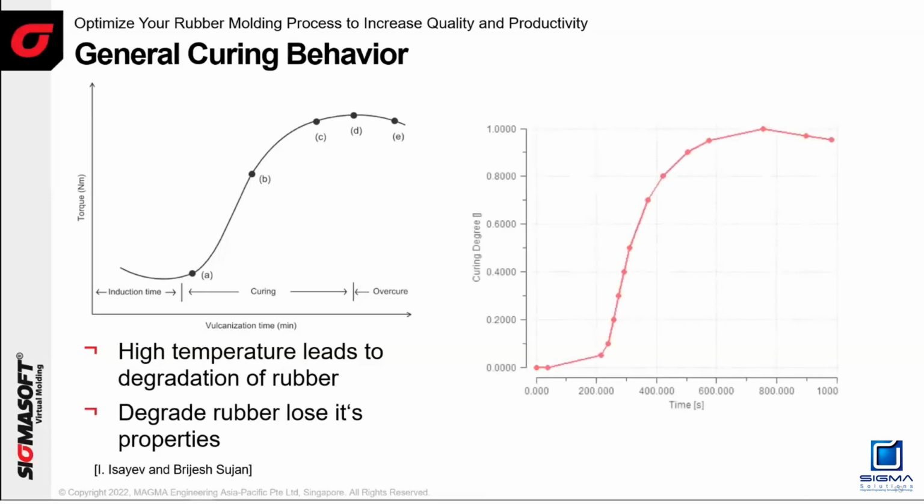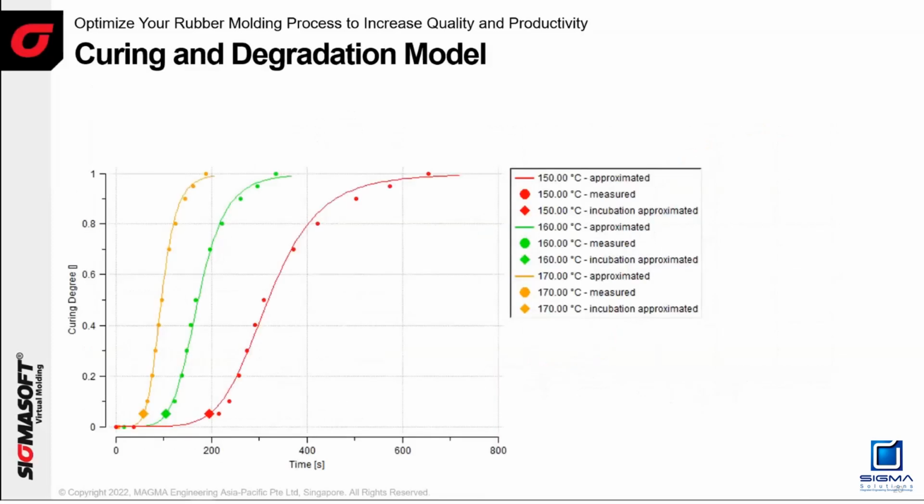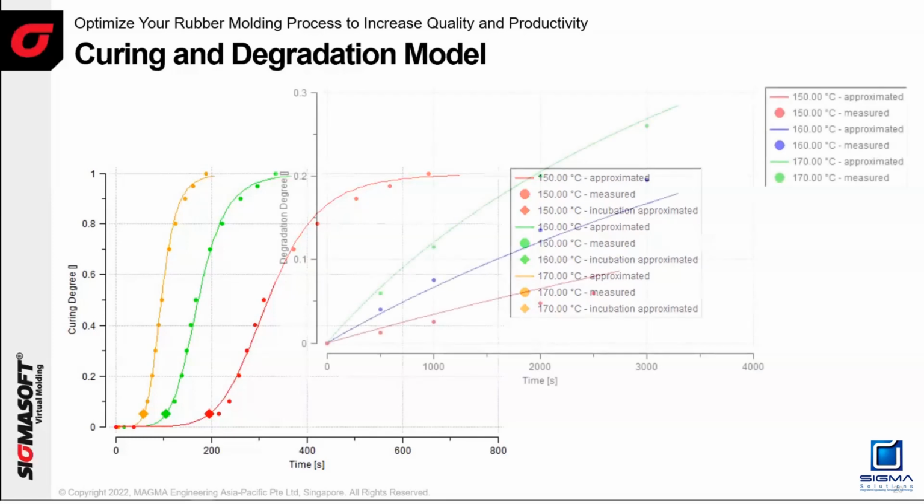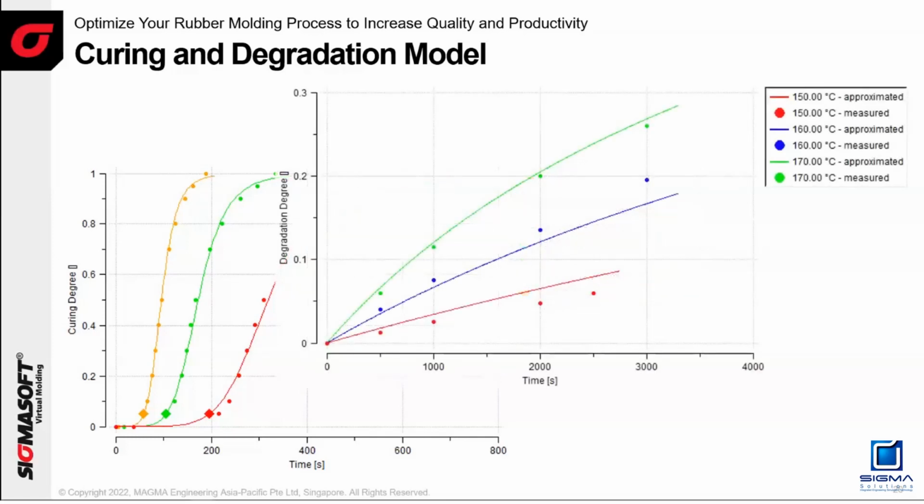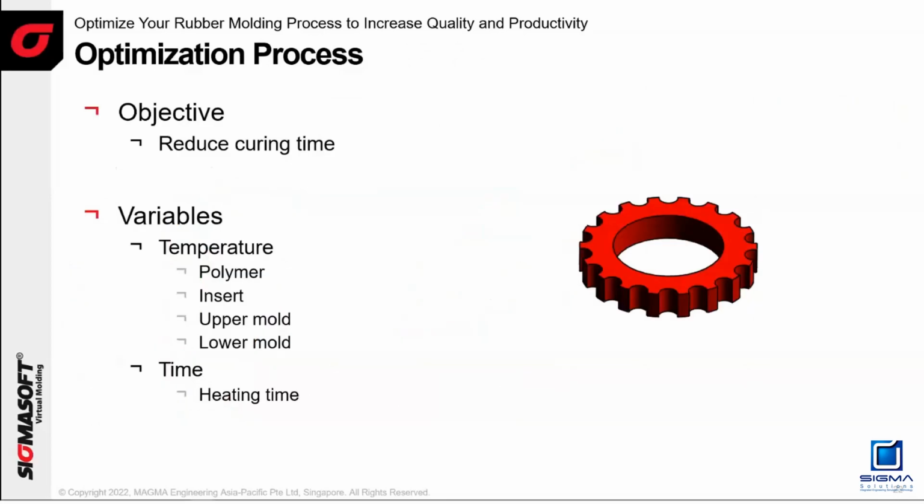So in SIGMASOFT, not only did we create the curing data set inside, we also include all the degradation. We measure the degradation property and put it inside the simulation to understand the degradation behavior. So now we are going to do some DOE to optimize the process. As I mentioned, the objective here is to reduce the curing time. That's our goal to achieve.